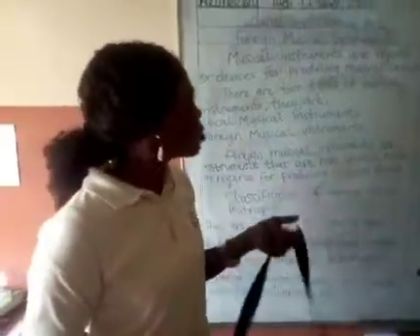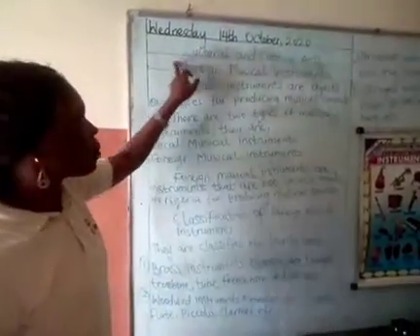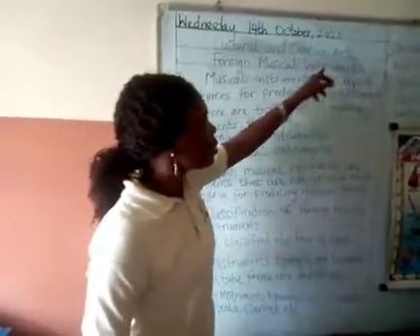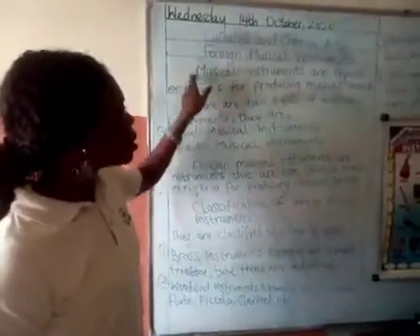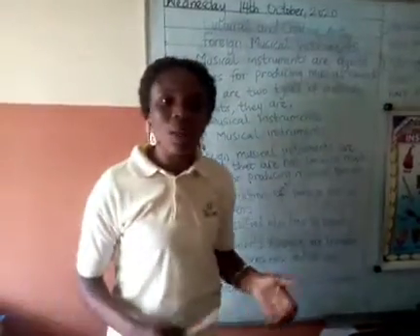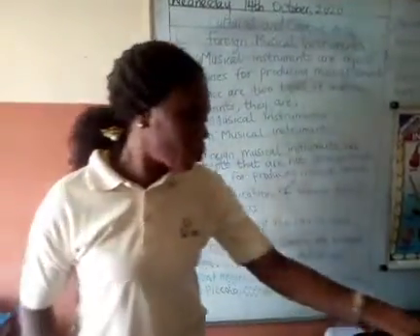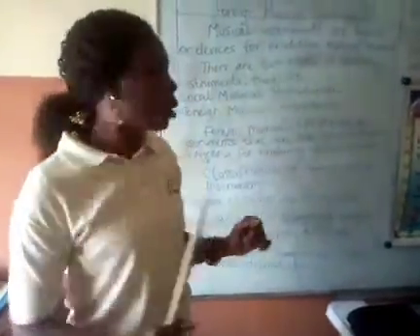Now, let's go into what we have straight. Our subject is cultural and creative arts, and our topic is foreign musical instruments. Now, what are musical instruments? Musical instruments are objects or devices for producing musical sound. They are objects like this, all of this we can see here, for producing musical sound.